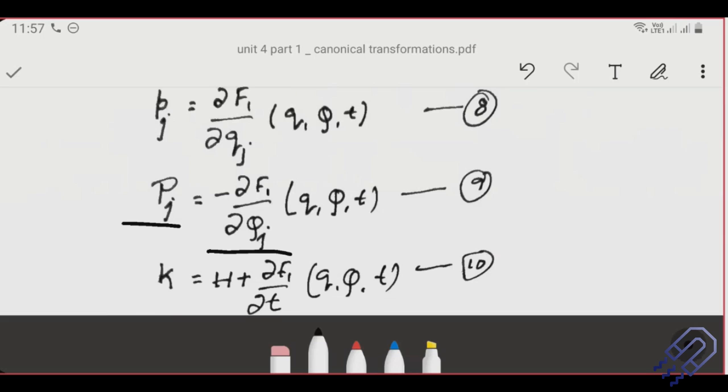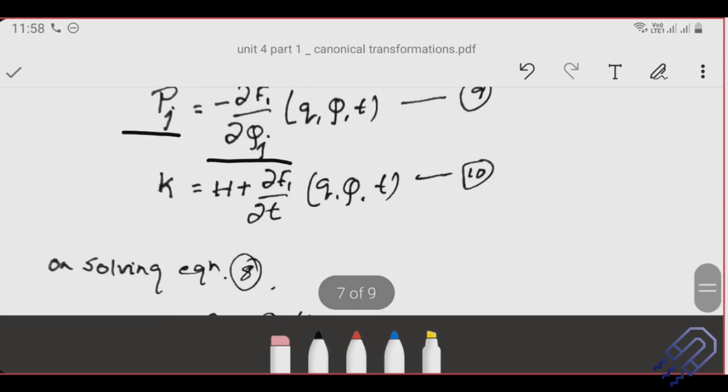So you see, for a direct question that might be asked in your exam, they will give you the form of the function, the form of F1, and then you have to just differentiate it and find out the relation for capital Pj or Pj. So it will make you more clear. Right now we're just dealing with the general form, and finally what we have is the relation between the new set of coordinates and the old set of coordinates. This is the relation.